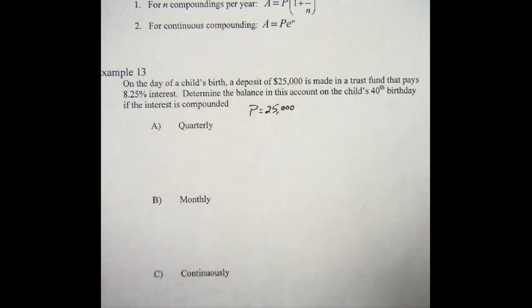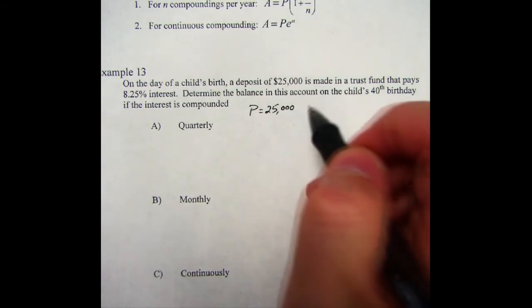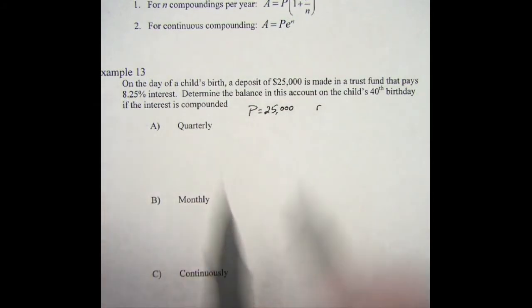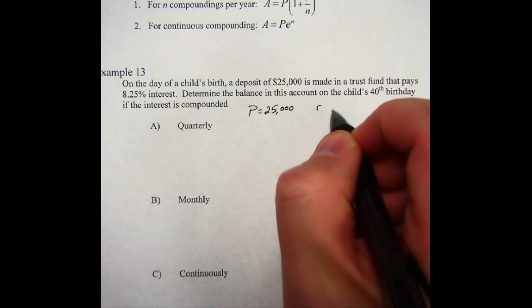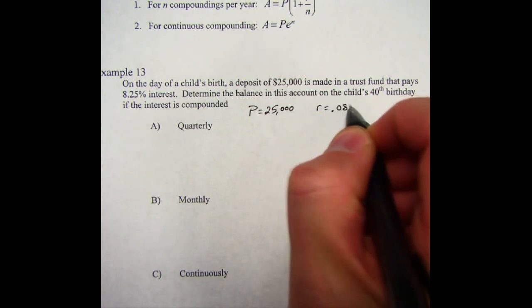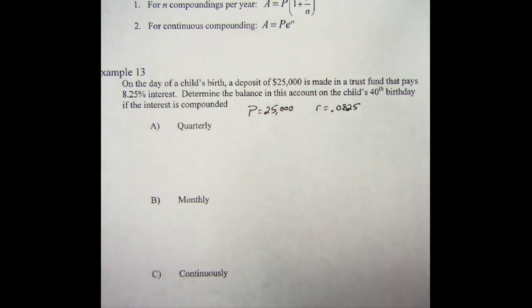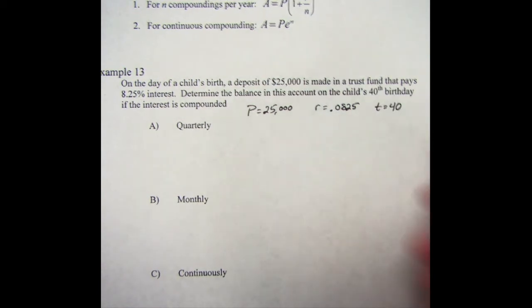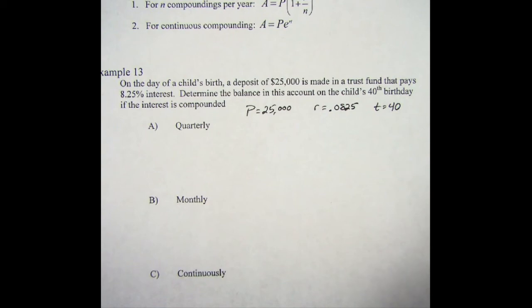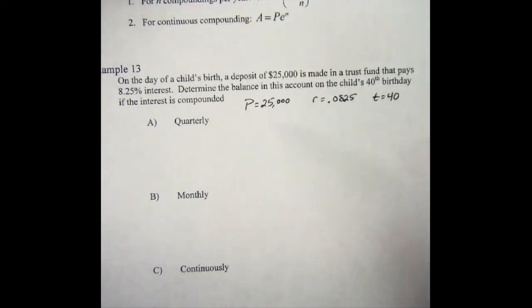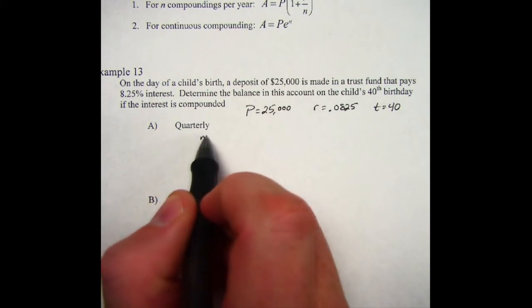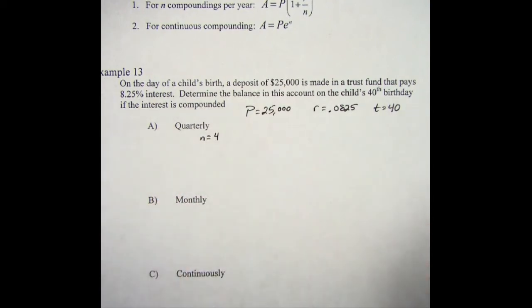So I'm going to write down my different variables here. And I know my rate is 8.25. Now you want to make sure you put that in decimal form, which is 0.0825. And your T, your number of years you're putting in there, is 40. Now our N value is going to change each time we do this. For this problem right here, quarterly, that's 4 times a year, so our N is going to be 4.